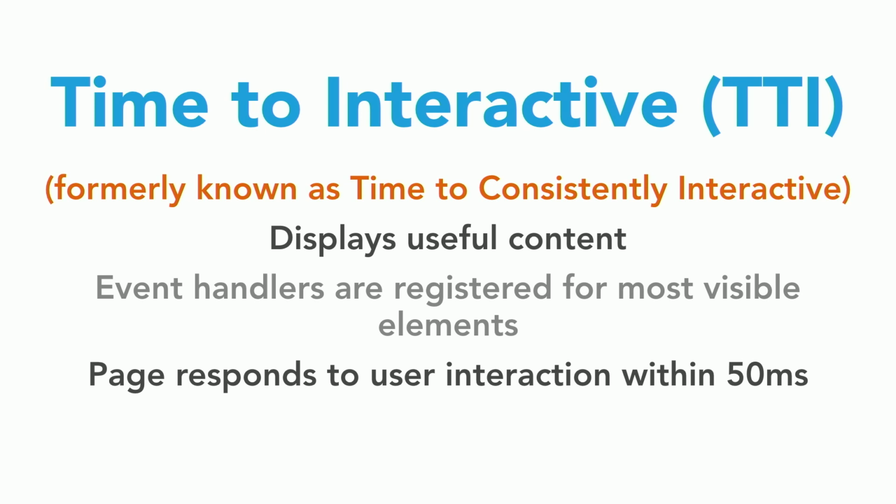And then time to interactive, again, used to have a different name, time to consistently interactive. Now it's TTI. So it's just something to bear in mind if you're wondering where these new labels came from, or why, if you were using different tools that use Google naming conventions, those names have changed. This is why. So again, it displays useful content and responds to user interaction within 50 milliseconds. So basically, it's just more responsive.